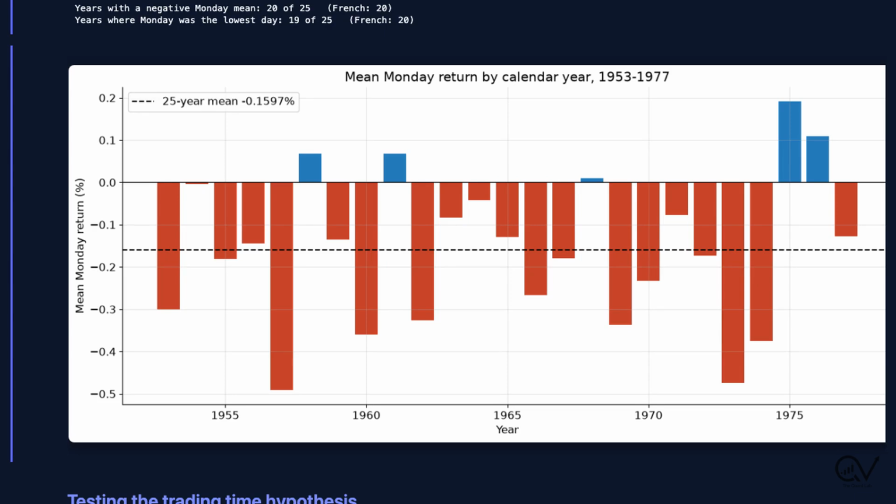Look at the chart though, because it also shows the honest limitation. There are 5 clearly positive years in there, including a strong 1968. Any individual year is a coin flippish affair with only 50 observations in it. The effect is not that Monday is always down. It is that Monday is down far more often than chance allows across a long sample.